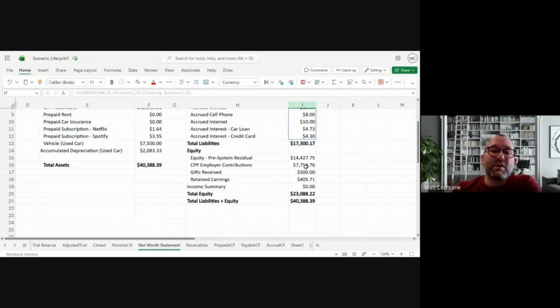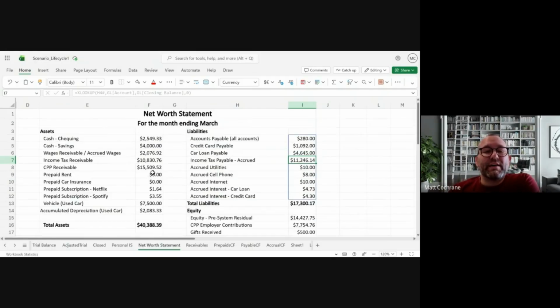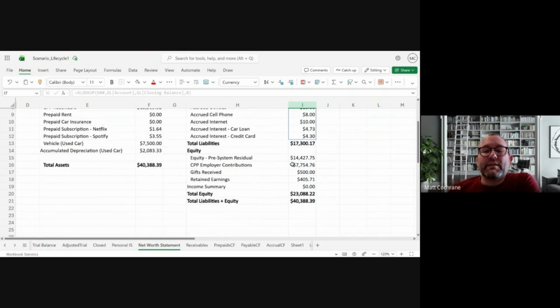That's going to equal our own contributions, okay? Which is why our CPP receivable started at 15,000. Okay, this one started at 7,500 because that's how much CPP has been contributed. We've received $500 of gifts in the past. If you don't remember gifts that you've received in the past, it's not a big deal. That would just be 0 as a starting point, and it would roll up into whatever your equity is in a pre-system residual. And then in this case, we have our retained earnings. So we have our total assets equaling our total liabilities. Okay, so that's the setup.